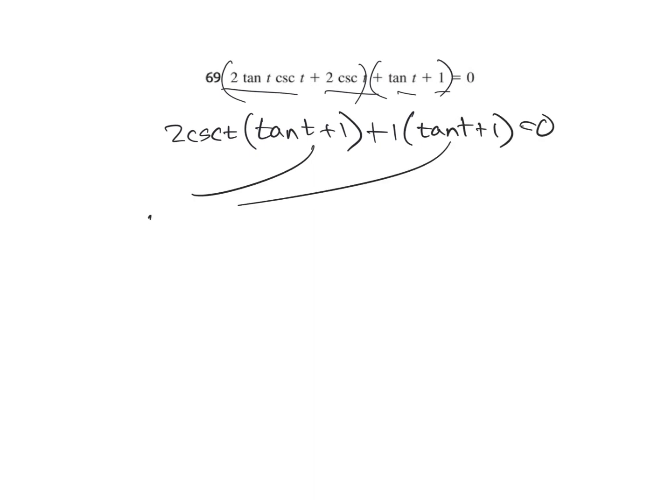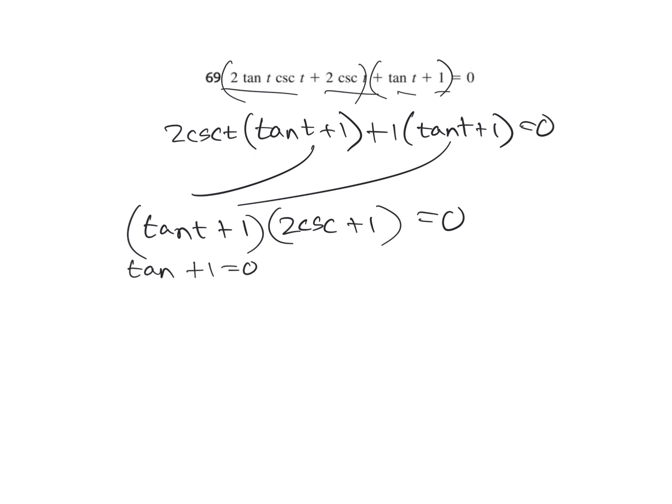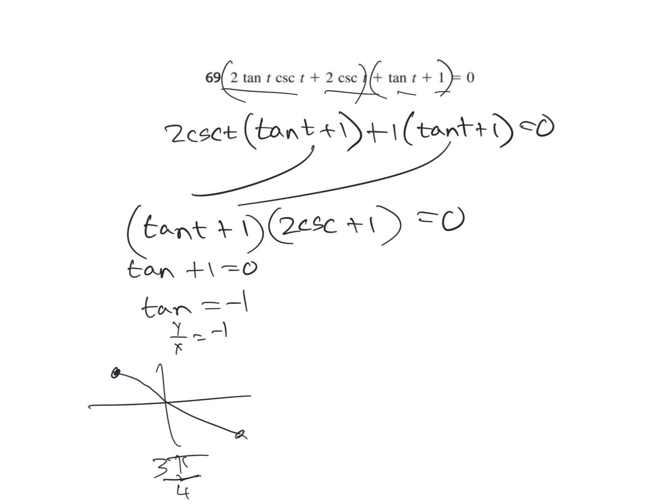So I take out the tangent of t plus 1, so it looks like this is working. I'm left with 2 cosecant plus 1. Alright, there's our 2 possibilities. So tangent plus 1 equal to 0. Tangent equals negative 1. So where does y over x equal negative 1? Tangent is negative in the 2nd and 4th quadrant, at 3 pi over 4 and 7 pi over 4.